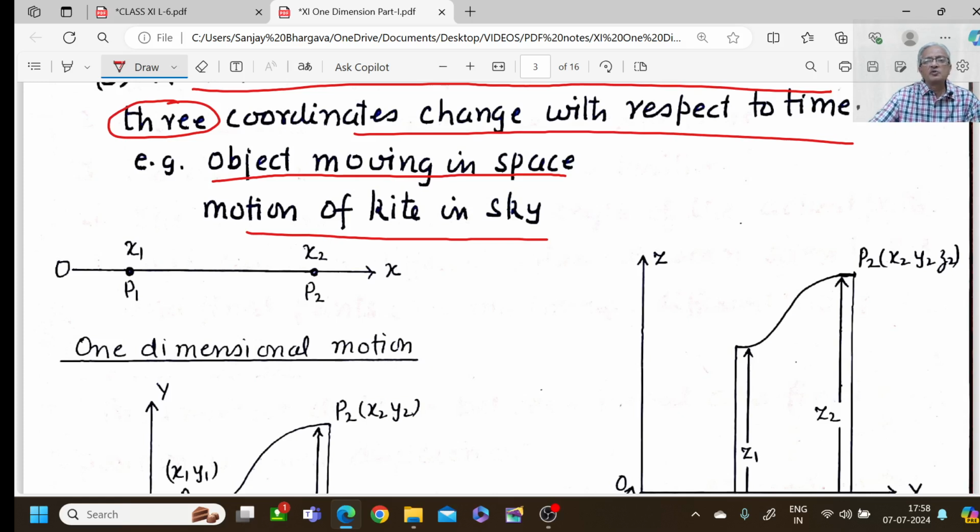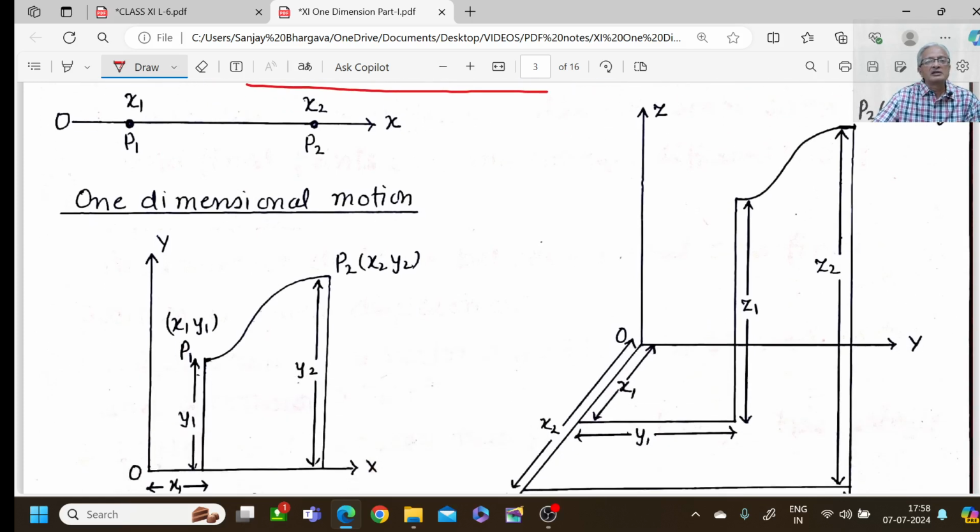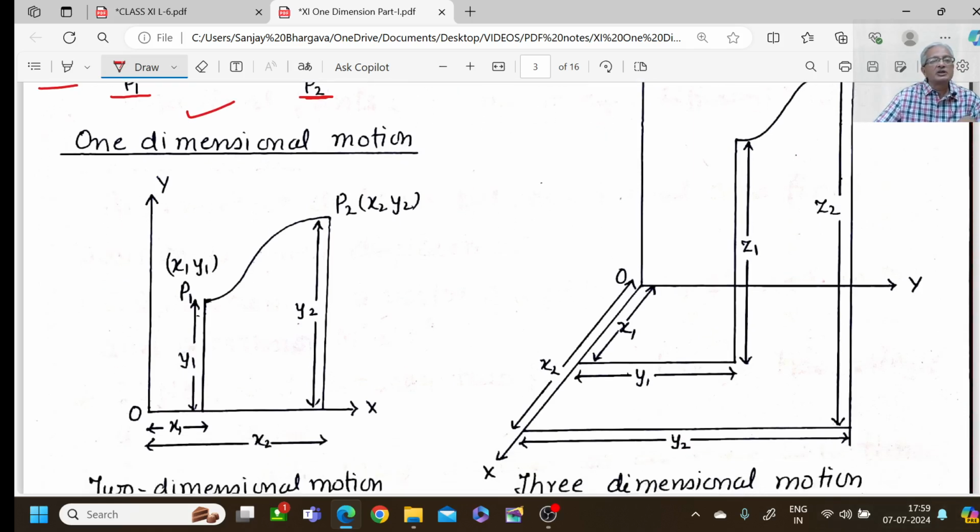We can picturize the 3 motions graphically like this. If an object starts from point O, after some time it reaches point P1 after covering a distance x1. Similarly, after some time it reaches point P2, whose position is described by the distance x2 along the x-axis. Since the motion is along a single direction, the x-axis, only the x coordinate is changing, we call such a motion 1-dimensional motion.